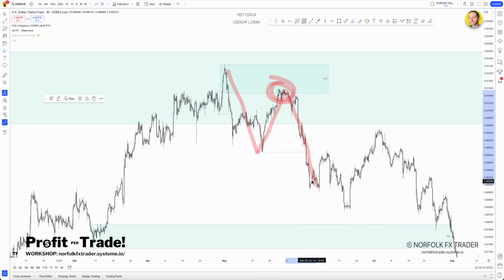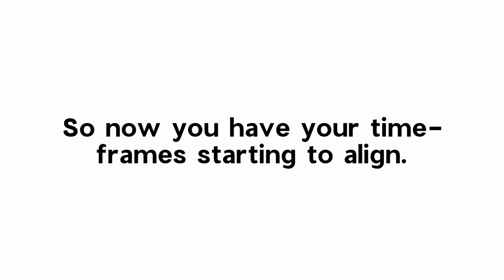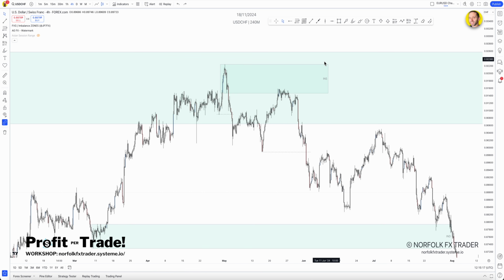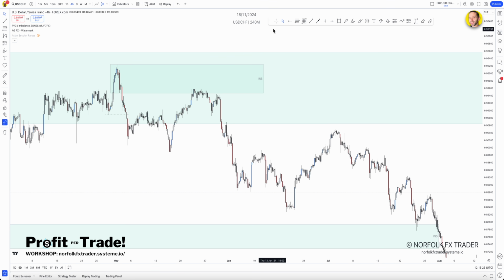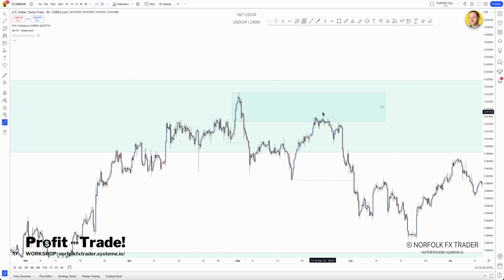Looking for that continuation. So now you have your time frames starting to align. Okay, we've shifted out on a 4-hour, created a new internal supply out of this higher time frame of a daily internal supply. Next thing we're looking for is going to be your area, okay, on the next time frame. Remember, it was going to be a 15 or 30-minute time frame. So we'll look at a 30-minute.